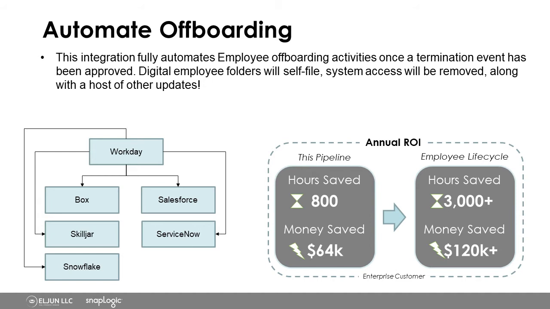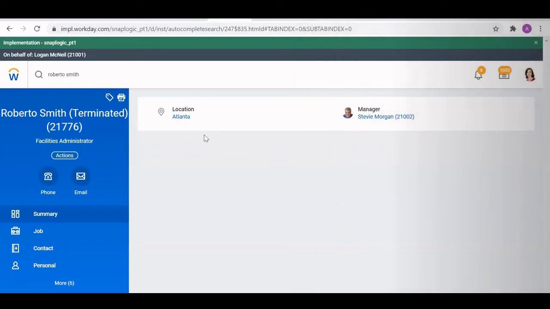So Ali, I'm going to kick it to you to talk through what we're going to see inside of SnapLogic. Sure. So I am going to go into Workday, which is the system of record for employee information. We have an employee, Roberto Smith, who has been terminated within Workday. And we can have it such that either Workday will trigger a SnapLogic pipeline on demand. You can have a SnapLogic pipeline be scheduled or manually executed. It's up to you in your use case.